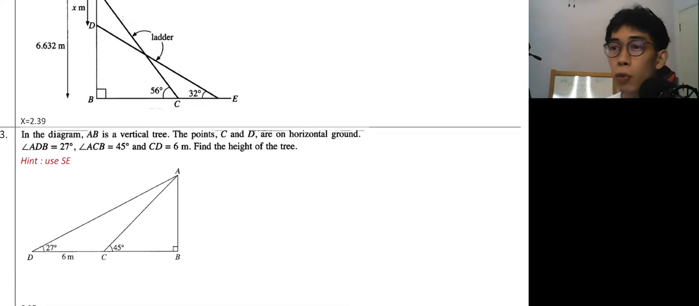Kit Lun, the height of the tree is AB. Now you can see AB is the vertical tree.